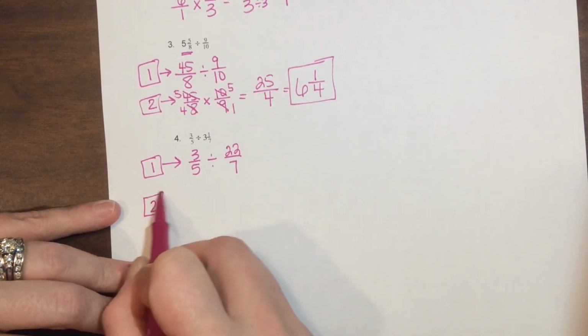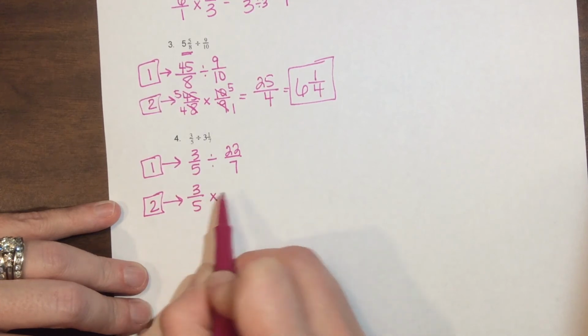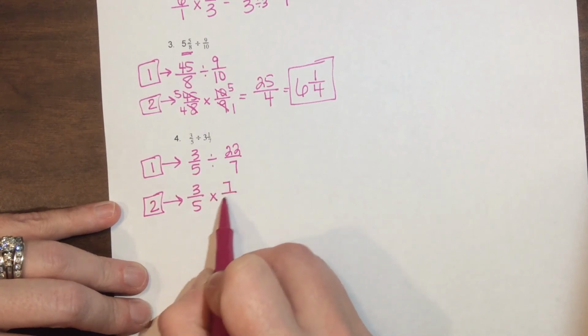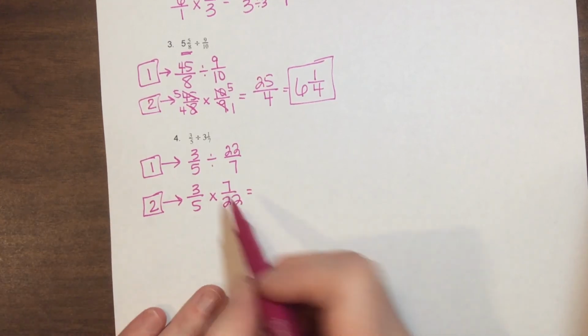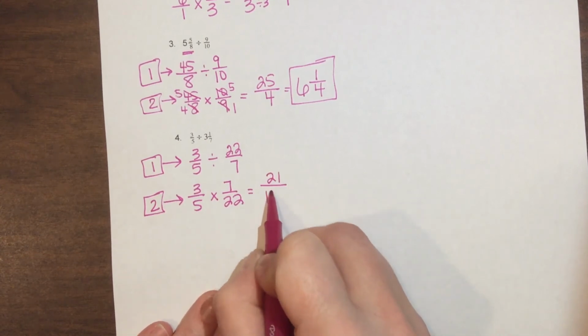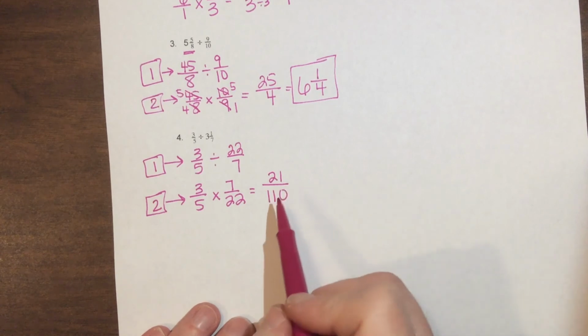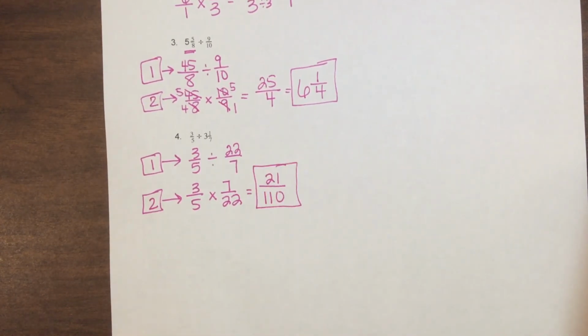We changed the form. In the second step, now we can do our keep the first fraction, change to multiplication, and flip that second fraction. And now we're ready to multiply. 3 times 7 is 21. 5 times 22 is 110. And in this case, there are no common factors, so we're already in simplest form. And that's the end of the review for Module 2, dividing fractions and calculating with decimals.